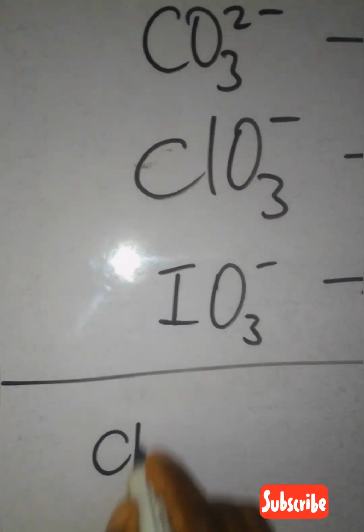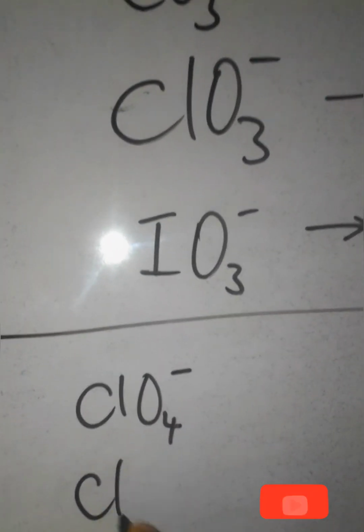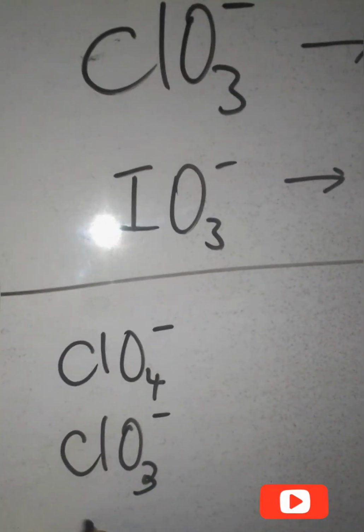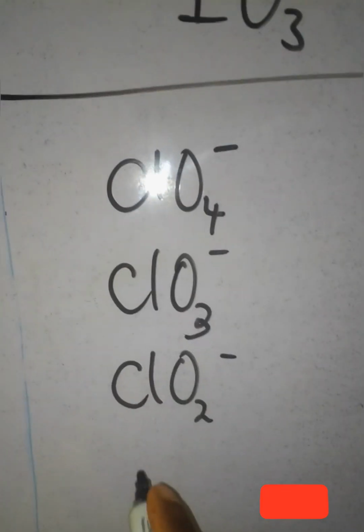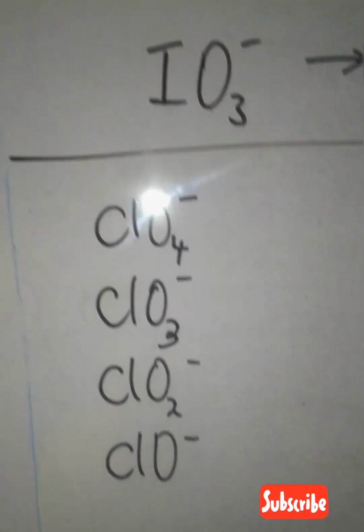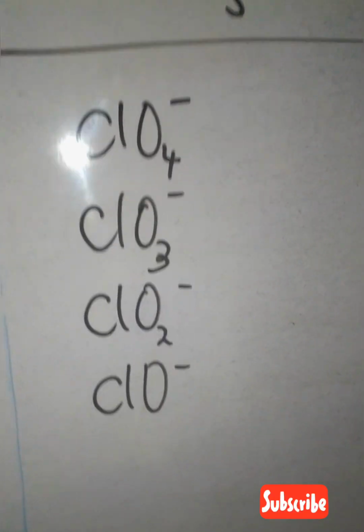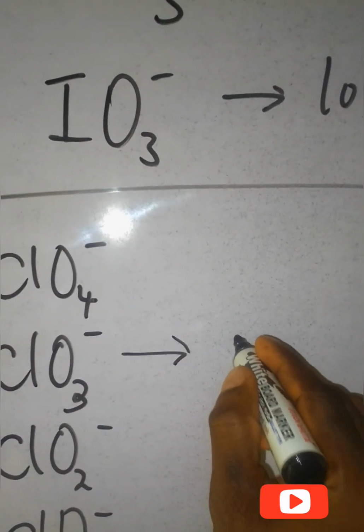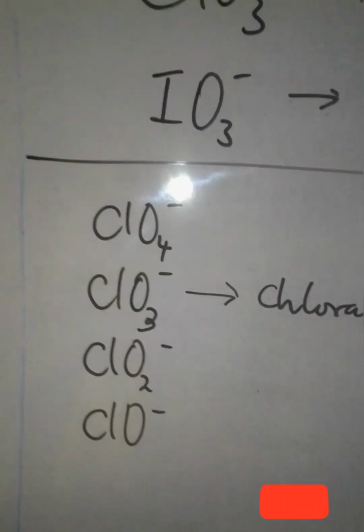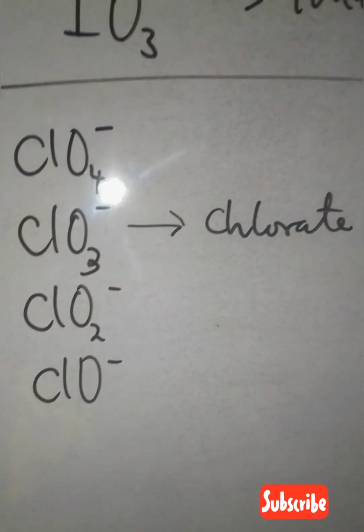We have ClO4 minus, ClO3 minus, ClO2 minus, and ClO minus. So these are the oxyanions of chlorine. Remember, this is the reference point, chlorate. Chlorine with oxygen, chlorate. Now, how do we name other oxyanions of chlorine?